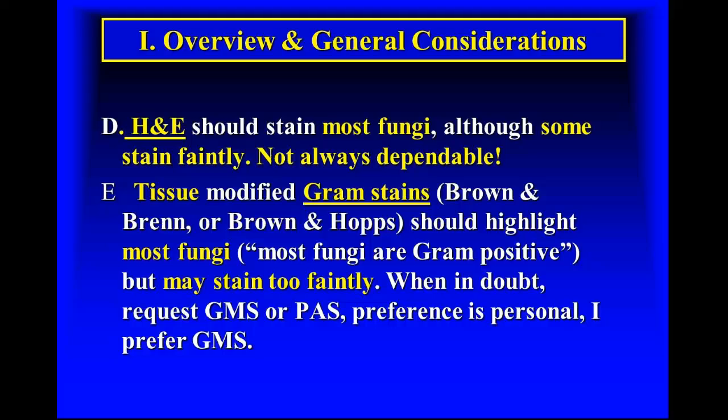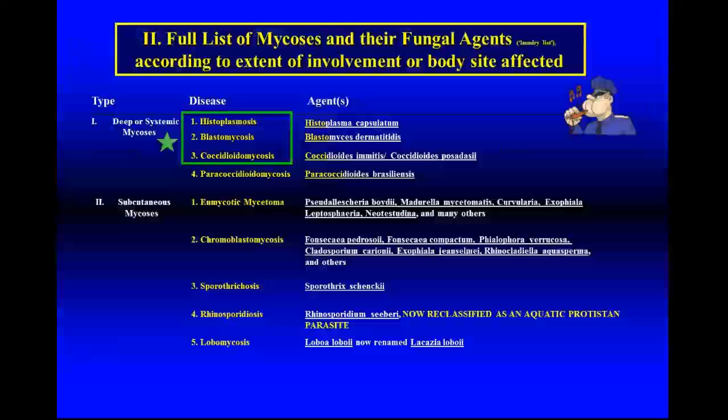H&E, which is a hematoxylin and eosin bread and butter stain in surgical pathology, while it will stain most fungi, stains some very faintly. I find it not to be dependable. The same thing with the tissue gram stains, the Brown and Hopps. They stain most fungi, but sometimes extremely faintly. So when I'm suspicious of anything, I go for our faithful ones, GMS and PAS. I personally prefer the GMS, and I just order that.